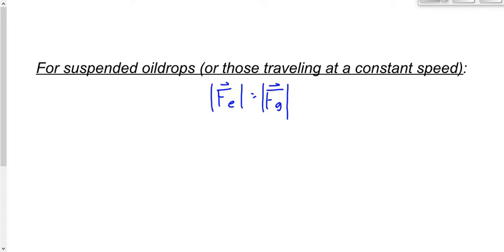So let's set Fe equal to Fg. Notice there's no magnetic force at all here. That means qE is equal to mg. And usually what we do here is rearrange this to solve for q. We get q = mg/E.